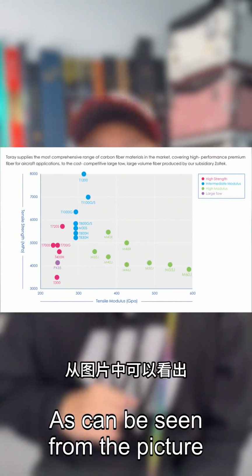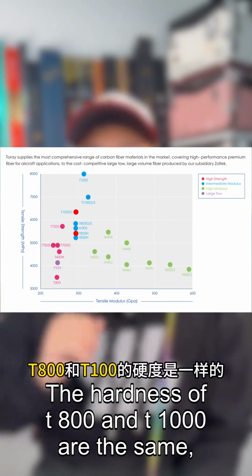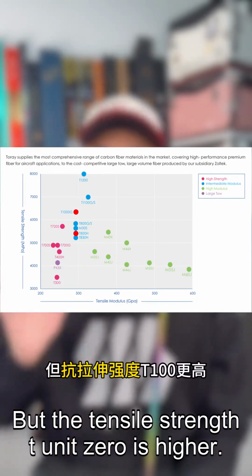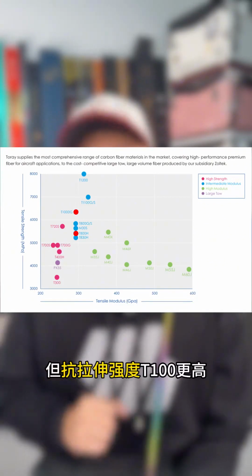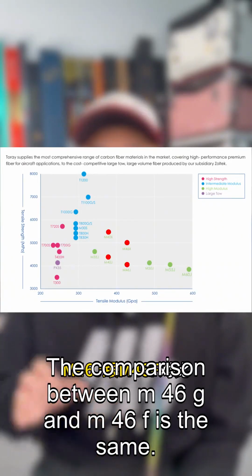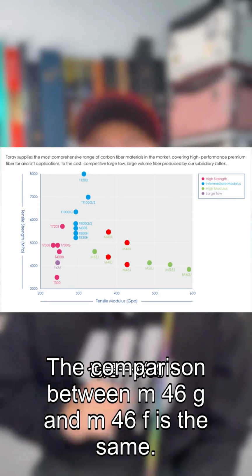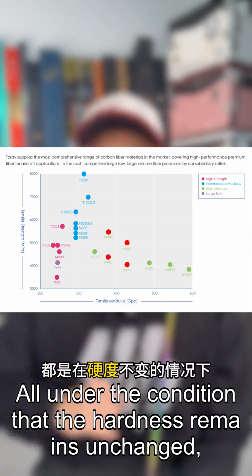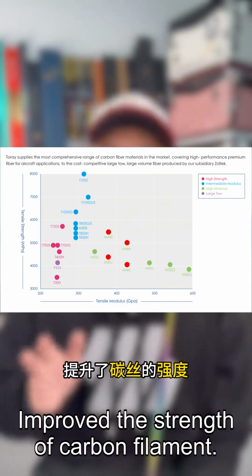As can be seen from the picture, the hardness of T800 and T1000 are the same, but the tensile strength of T1000 is higher. The same goes for M40G compared to M40X, and the comparison between M46G and M46F, all under the condition that the hardness remains unchanged, improving the strength of the carbon filament.